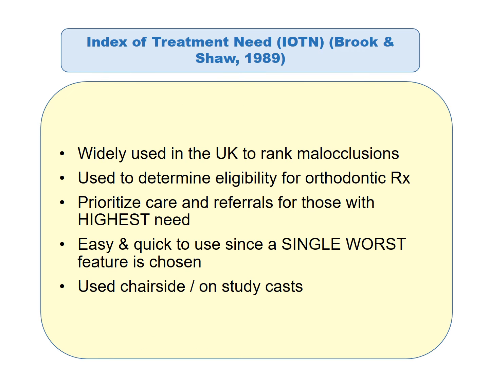Now let's have a look at the index of treatment need by its acronym known as IOTN, okay, which was introduced by Brook and Shaw in 1989. Now this index is widely used in the United Kingdom to rank malocclusions. It's used to determine eligibility for orthodontic treatment, prioritize care and referrals for those with the highest need. It's easy and quick to use since a single worst feature is chosen or recorded. It can be used chairside or on study cast.